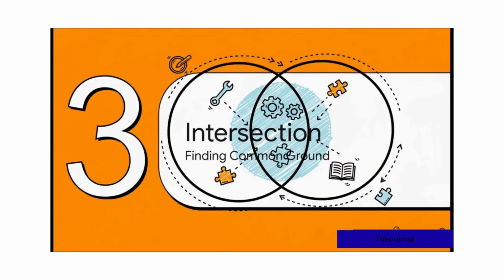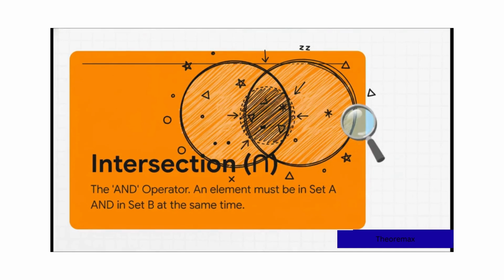Okay, so we've gone from the great combiner, which lets everyone in, to something a little more exclusive. Let's talk about intersection. See, this operation isn't about gathering everything. It's about finding exactly what's shared, what's in common. So this is intersection, and its symbol is basically an upside-down U.